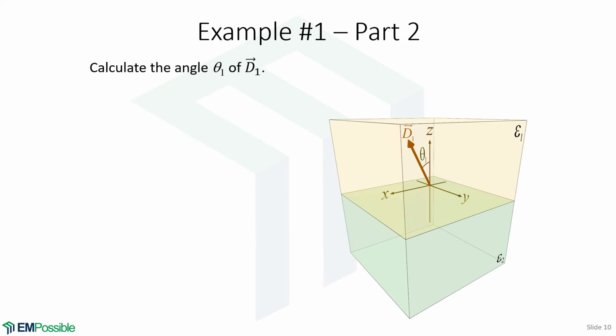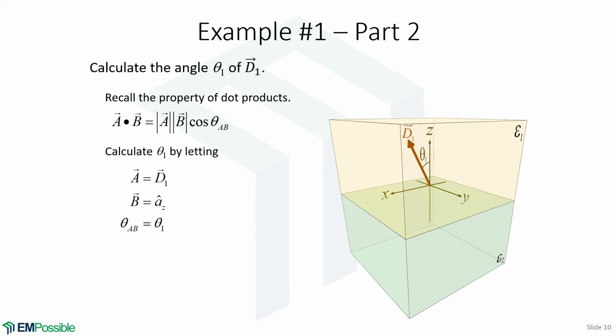Well, we have more to do. What's the angle theta 1 of D1? Well, how do we do this? Well, remember the property of dot products. A dot B is the magnitude of A times the magnitude of B times the cosine of the angle between those two vectors. Well, we only have one vector here, right? Well, actually, that's not true. We have other vectors. We have this z direction. We can use a unit vector in the z direction. Therefore, the angle between that z direction and D1 has to be theta 1.